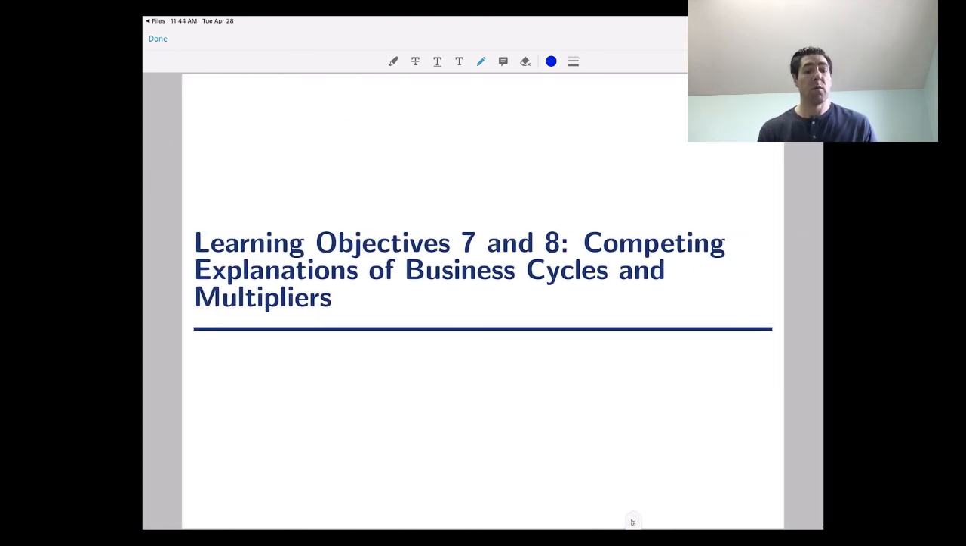Up next, we will move on to our next two learning objectives, which is different explanations of the business cycle and the role of what we call multipliers.